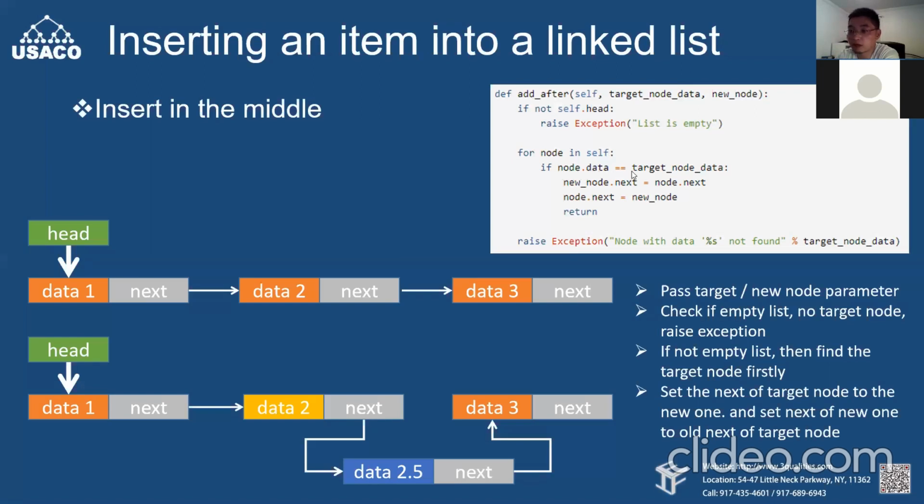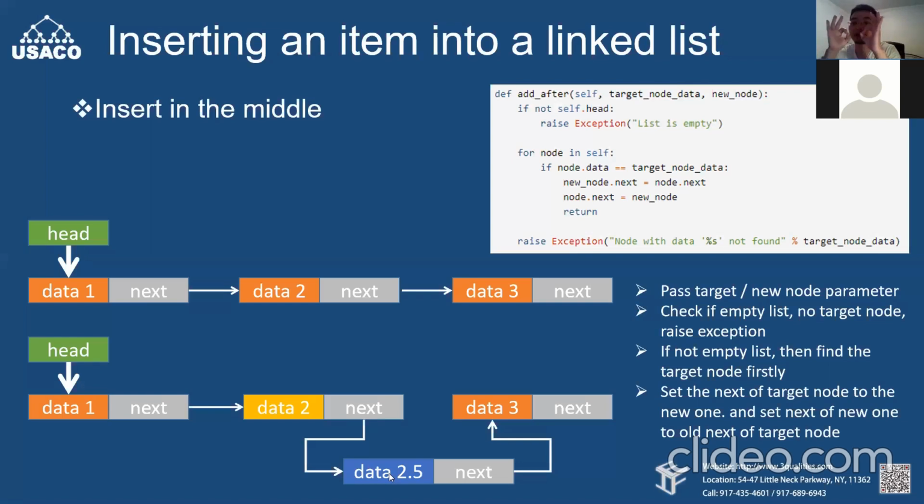Node data equals the target node data. Find the second node, right? The node is the second node. And then new node.next equals node.next, right? Because earlier the second node's next is node 3. That's the reason why I make the new node.next node 3, and then I adjust the next of the second node to be the new node. Okay, it's just like a chain.